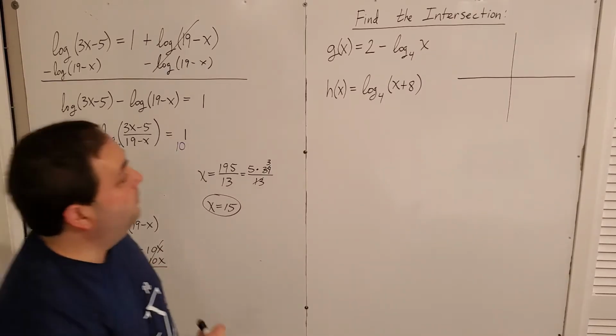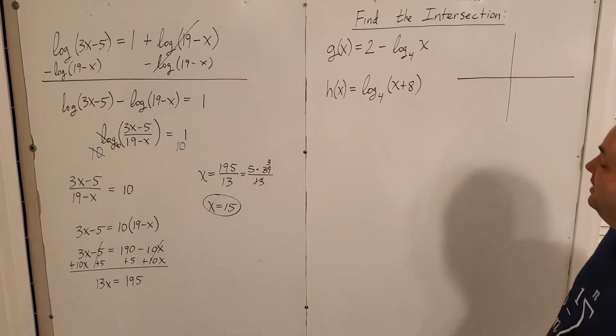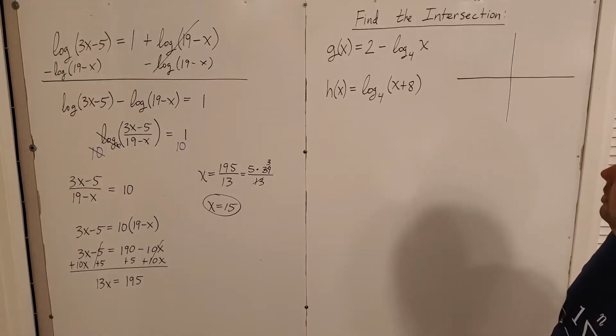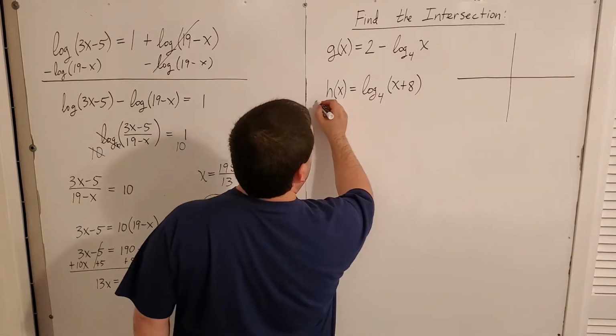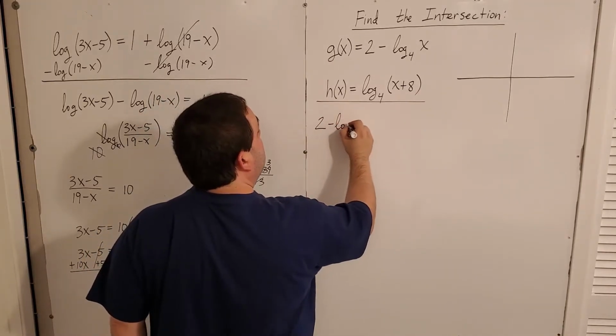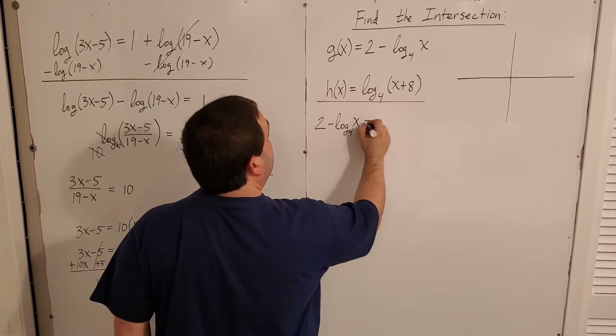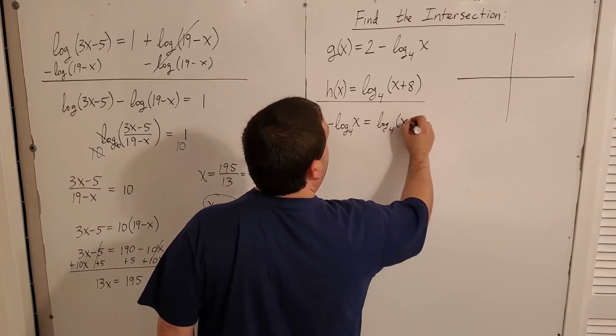All right, so another application. Find the intersection, right? Let's say I have these two logarithmic graphs. I'm going to end up solving the equation where they're equal to each other, right? So I'll be solving 2 minus log base 4 of x is equal to the log base 4 of x plus 8.